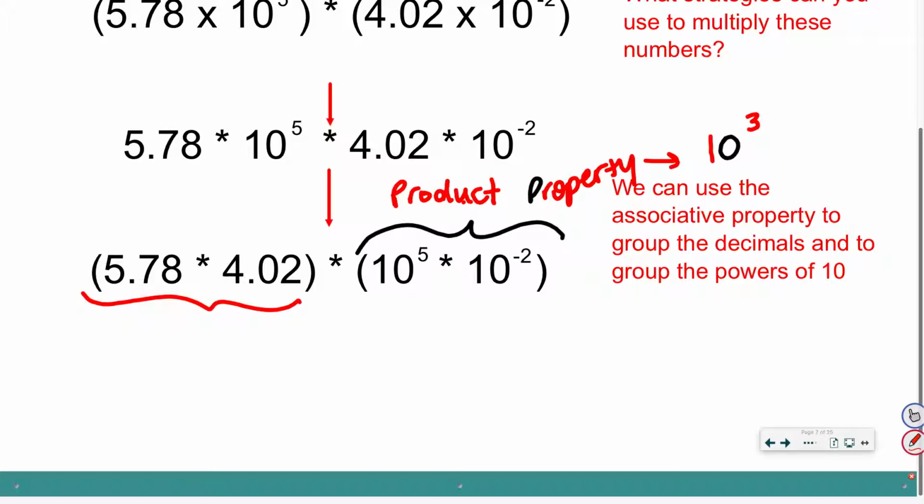The first two numbers there, if you're multiplying 5.78 times 4.02, that's something that you've done before. Even if it's not something you're strong with or something you've done in a while, it is still something you have learned in the past. How would I multiply that?